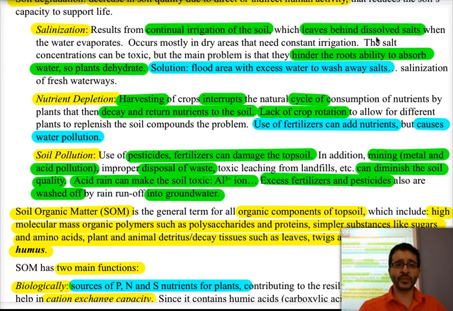A second problem with soil degradation is nutrient depletion. When we harvest crops, we are interrupting the cycle of plants taking nutrients, the plant growing, the plant decaying, and returning the nutrients back into the soil. So we are capturing the nutrients and taking them away from the soil. So how can we improve the quality or counter this?